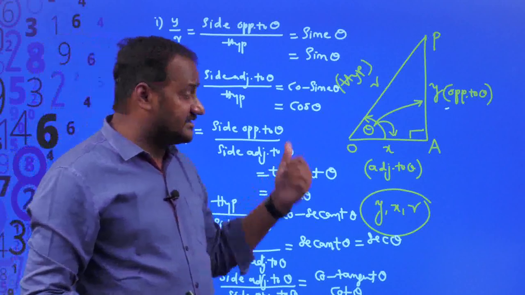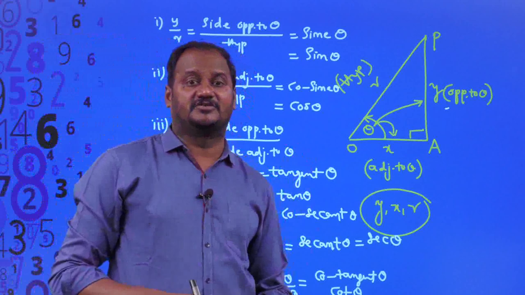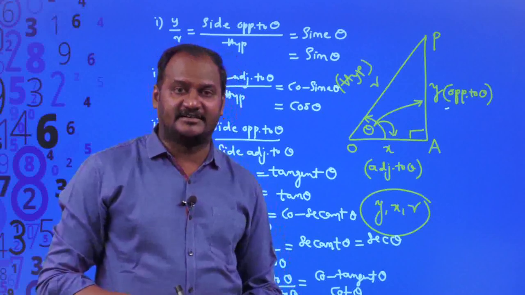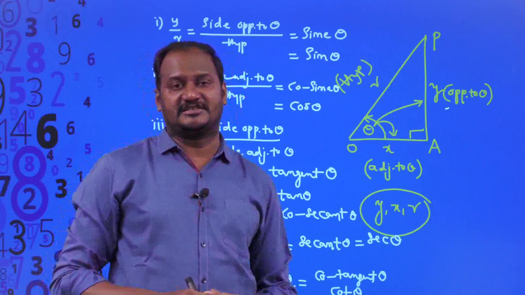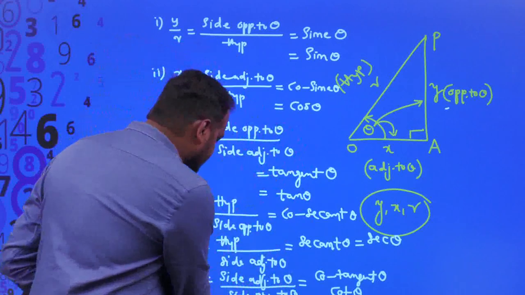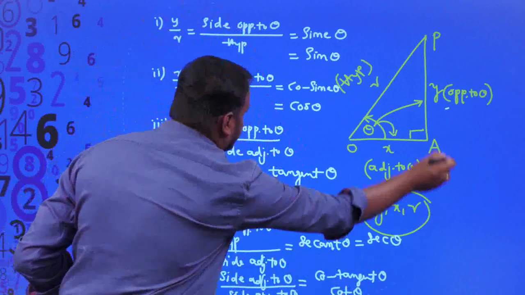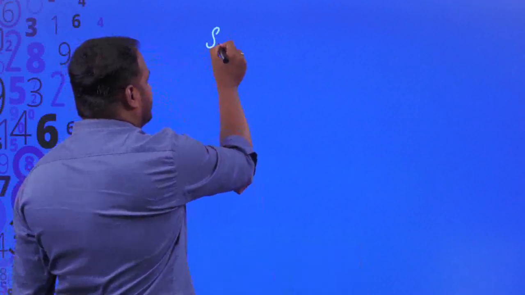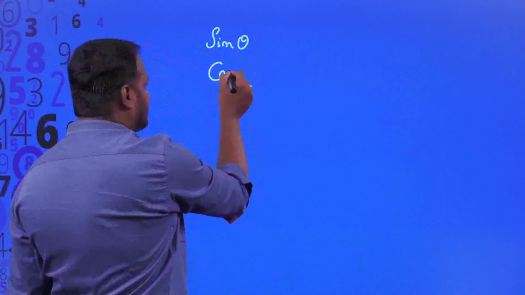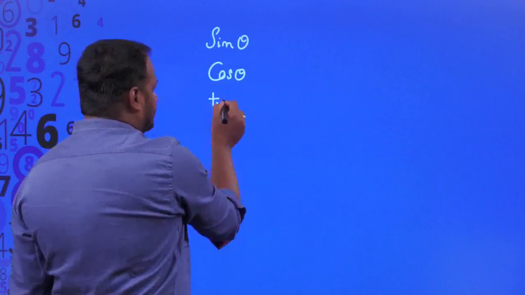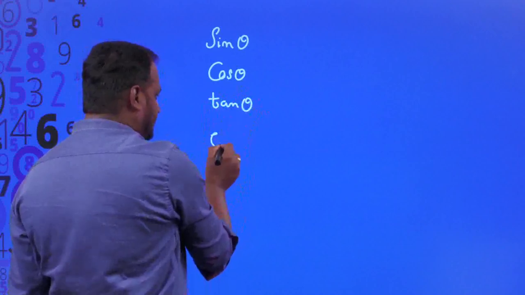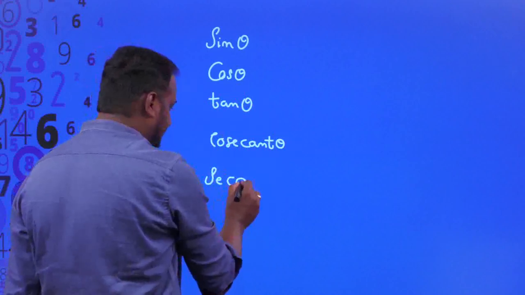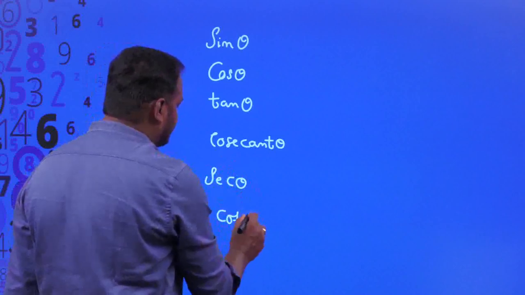So what we learnt in this concept: what are trigonometric ratios? There are totally six trigonometric ratios, that is sine theta, cos theta, tan theta, cosecant theta, secant theta, as well as cot theta. I will just write them again. Hope you all understand what these six trigonometric ratios are. First is sine theta, second is cos theta, third is tan theta, fourth is cosecant theta, fifth is secant theta, and sixth is cotangent theta or cot theta.